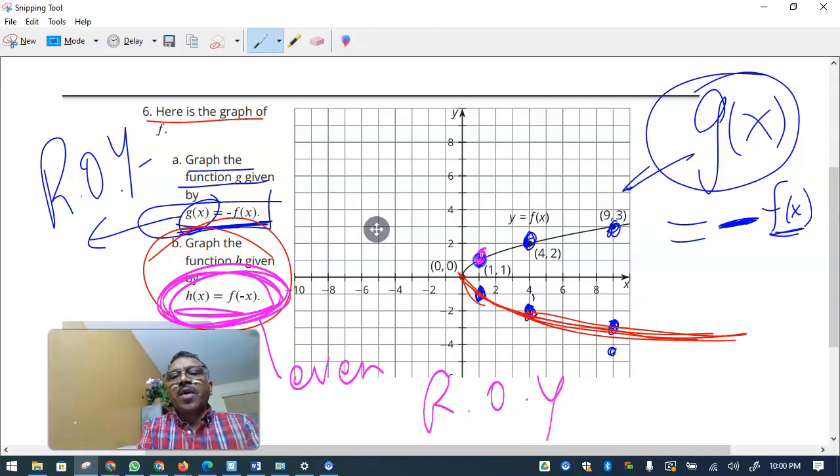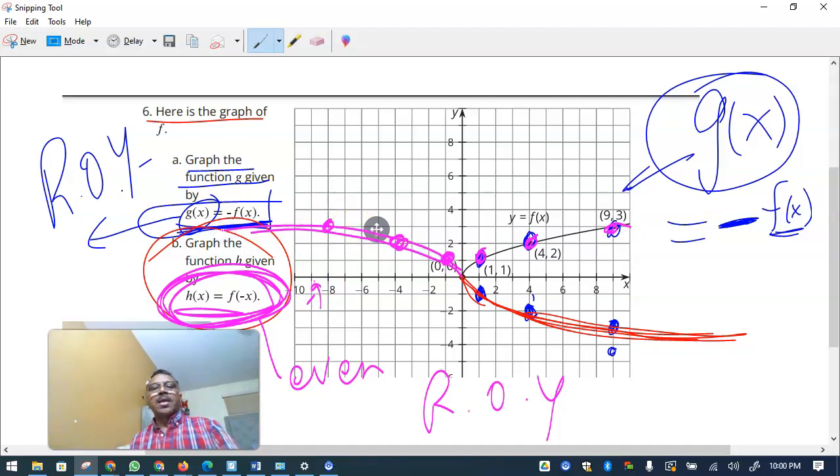So if this is (1, 1), the other side is (-1, 1). If this is (4, 2), it will be (-4, 2). If it is (9, 3), it is (-9, 3) right here. And you get something like that. There you go. That's it. That's all you're supposed to do.